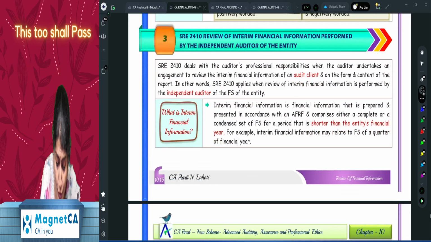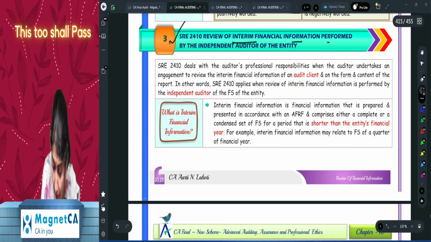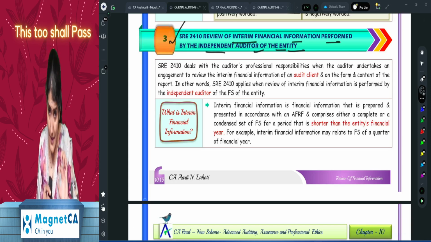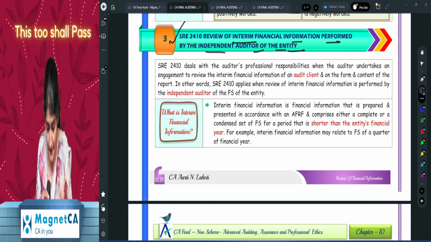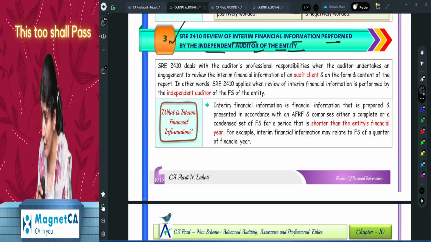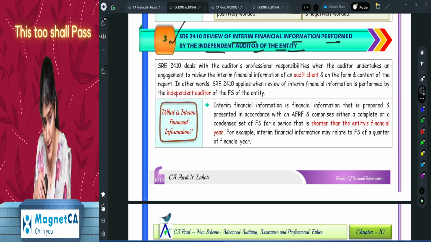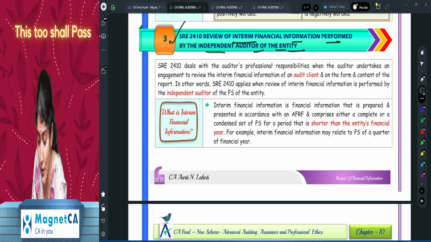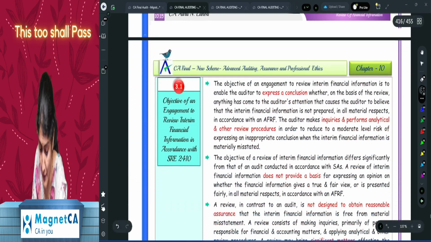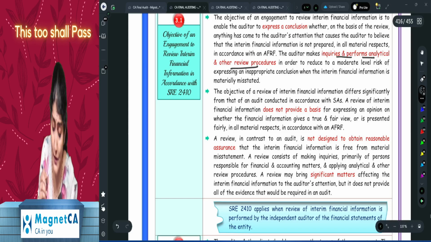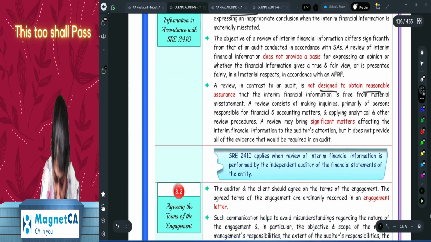And now we come to review of interim financial information performed by the independent auditor of the entity. So here the person doing the review, we can call him the auditor. Why? Because it is the auditor who is doing the review of the interim financial information. So it says inquiry, analytical and other review procedures, again not designed to obtain reasonable assurance.